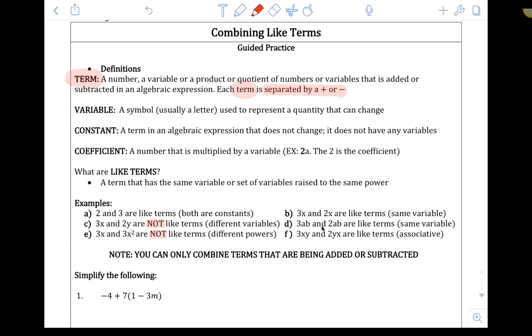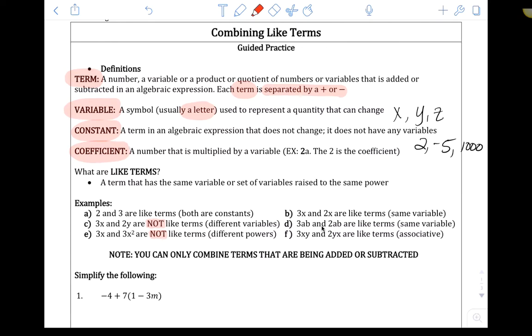Our next definition that we're going to talk about is variable. A variable is a symbol, usually a letter, that represents a quantity that can change. An example of a variable would be x, or y, or z, or any combination of letters. A constant is a term in an algebraic expression that does not change. It does not have any variables. An example of that would be 2 or -5 or 1,000. Just a solo number, that's a constant.